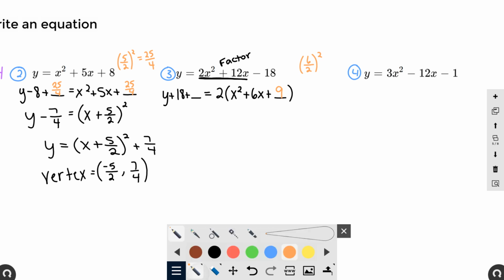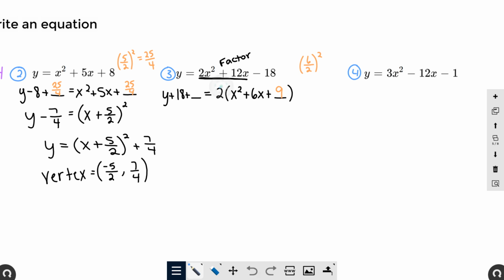The answer there is no. Because of this 2 here, it's really 2 times 9 that's added on this side. What is 2 times 9? 18. So over here, we need to put 18 instead of 9. So lots of tricks here if there's a number in front of x squared. So maybe draw those little arrows as a little reminder.